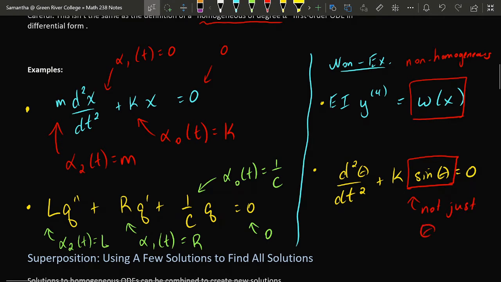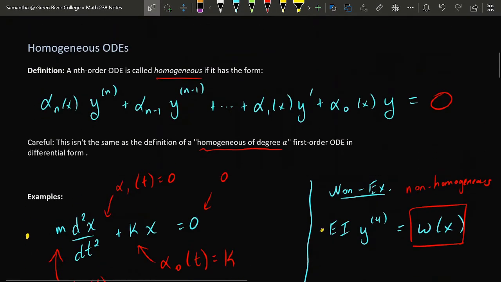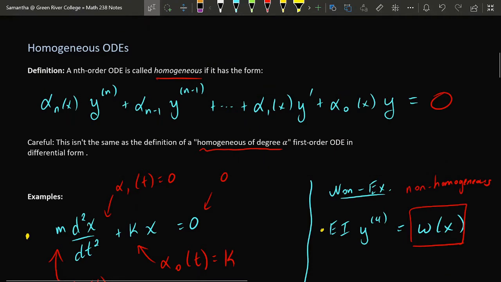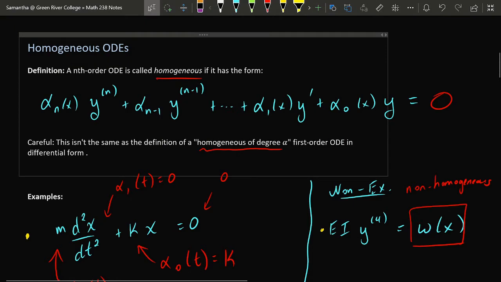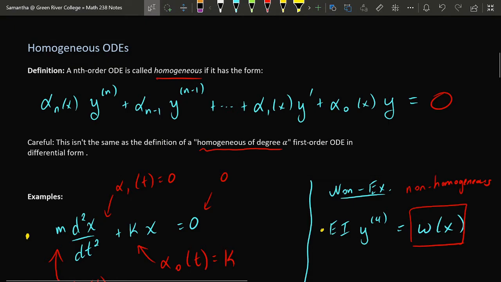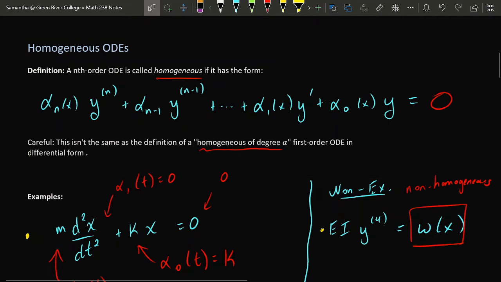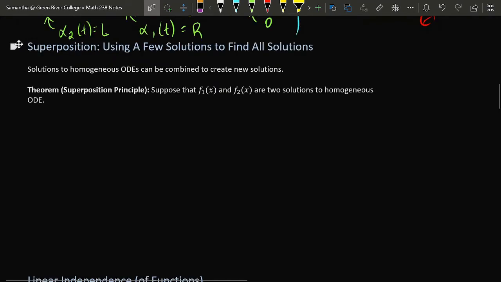In our definition of a homogeneous ODE, y, y prime, y double prime, etc. are all outside of functions. It's sort of like a polynomial in many ways. This is sort of the equivalent of a polynomial for differential equations. The coefficients are replaced by functions of the input variable, and the x's are replaced by different derivatives of the output y. Now, here is why homogeneous ODEs are so special.